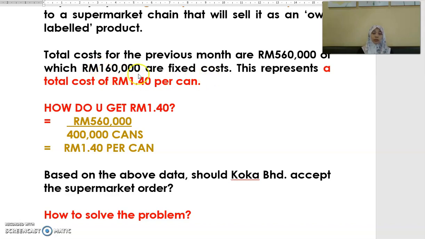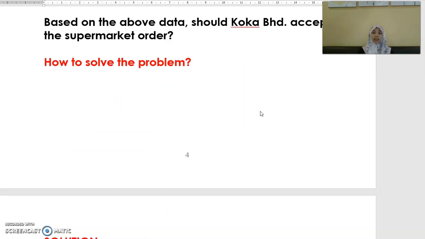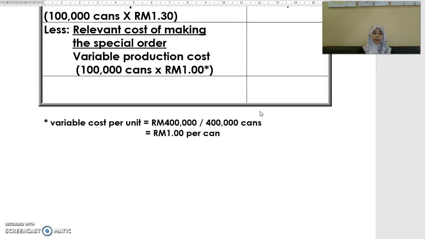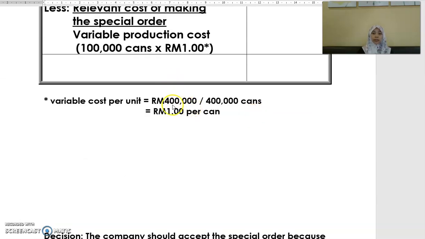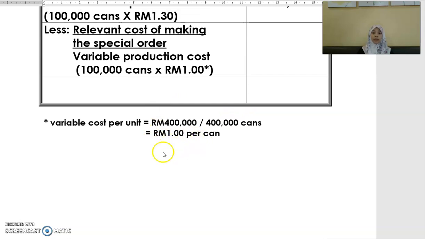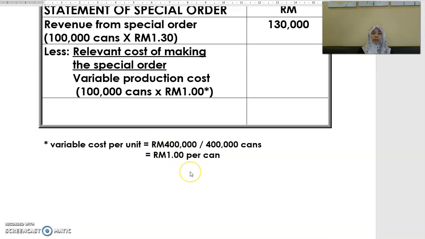So the fixed cost, the 160,000, is irrelevant. Therefore, you have to deduct it: the 560,000 minus the 160,000 gives you 400,000 ringgit. The 400,000 ringgit divided by the 400,000 cans that you are producing gives you 1 ringgit per can. So that is the variable production cost. The remaining 40 cents just now is your fixed cost. You ignore the fixed portion, and just take into consideration the marginal cost or the variable cost. So that is your relevant cost of making the special order.